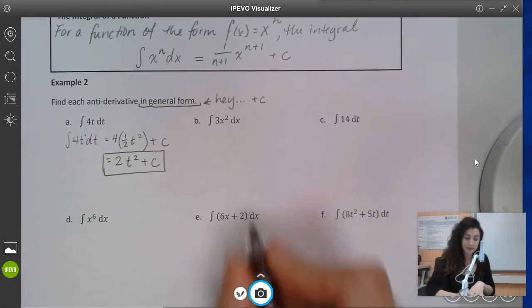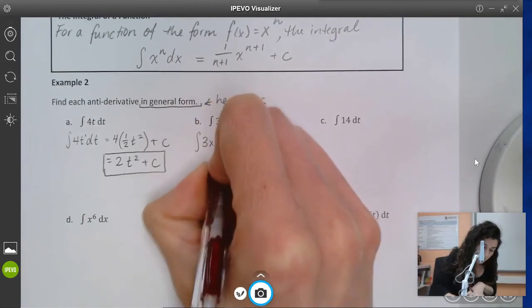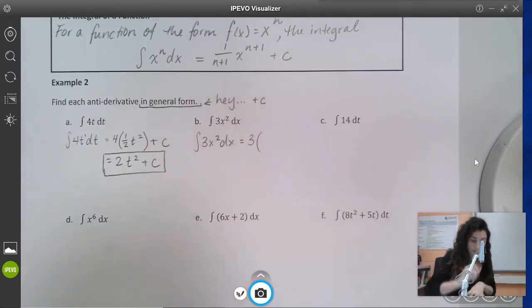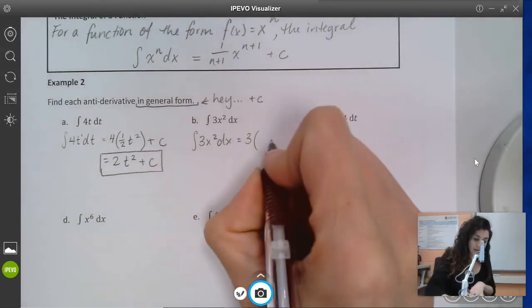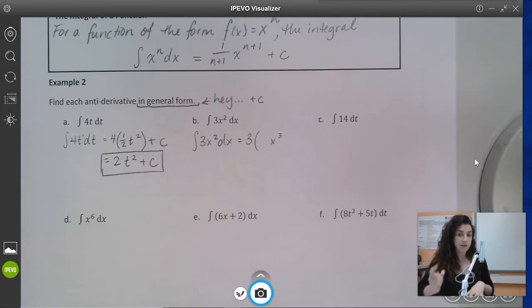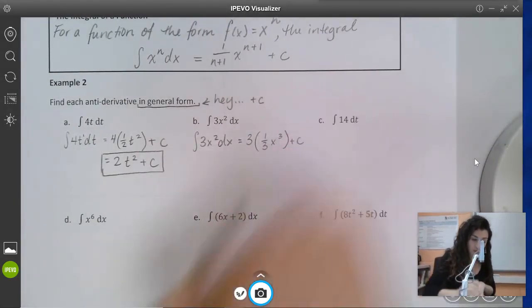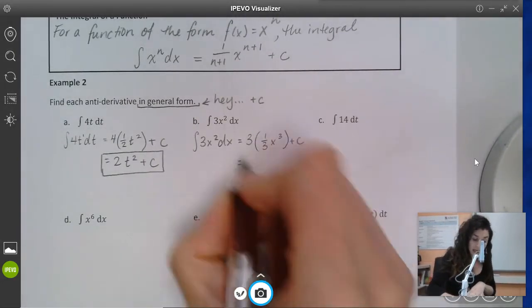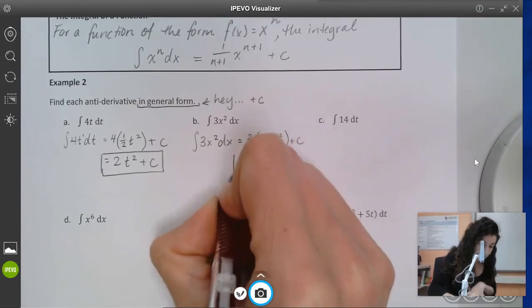Let's try it again. The integral of 3x squared with respect to x is going to be equal to 3 times, okay, x squared. We need to go up in an exponent, x cubed, and then we need to divide by that new exponent, 1 over 3. And then we just need to make sure to do plus c. 1/3 times 3 is just going to be 1, which is beautiful. So we've just got x cubed plus c.